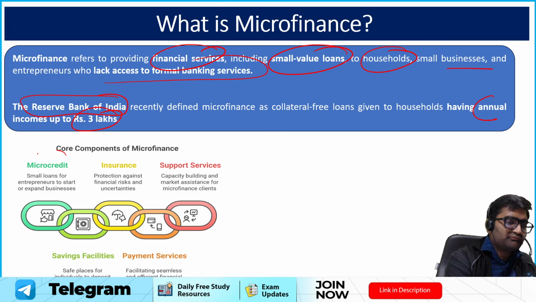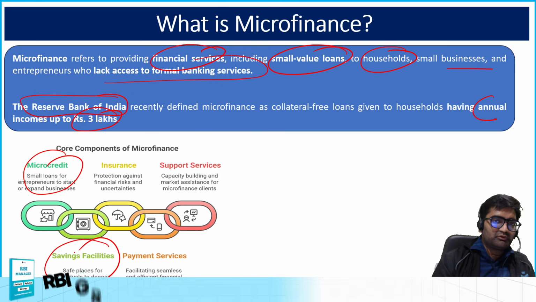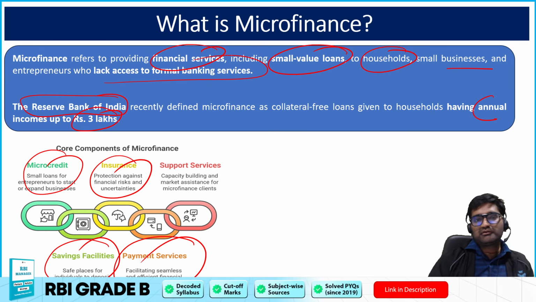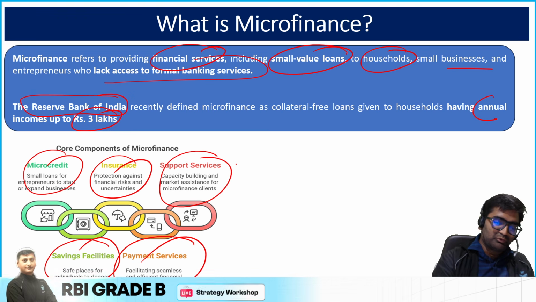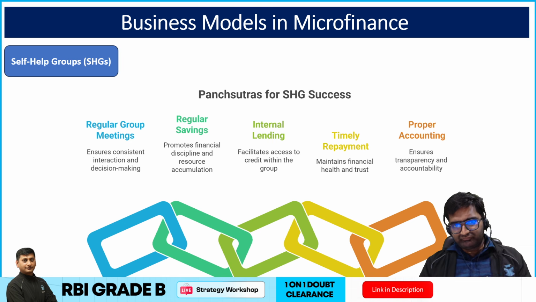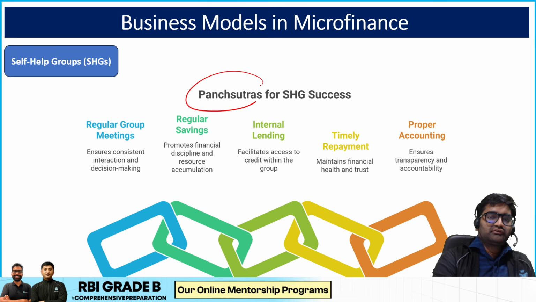What are the components of them? Microcredit, small amounts of loan; saving facilities, where you can save a small amount in the bank; insurance; payment services, like UPI; and then there are support services other than that. Talking about SHG, it is one business model in microfinance, and there's a Panchasutra for the success of SHG.